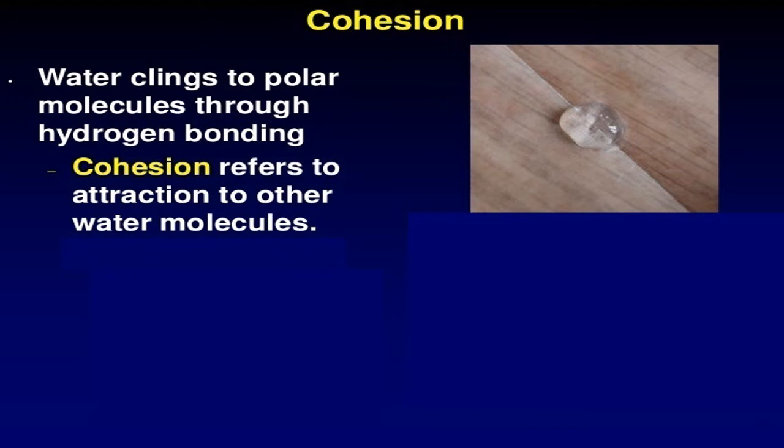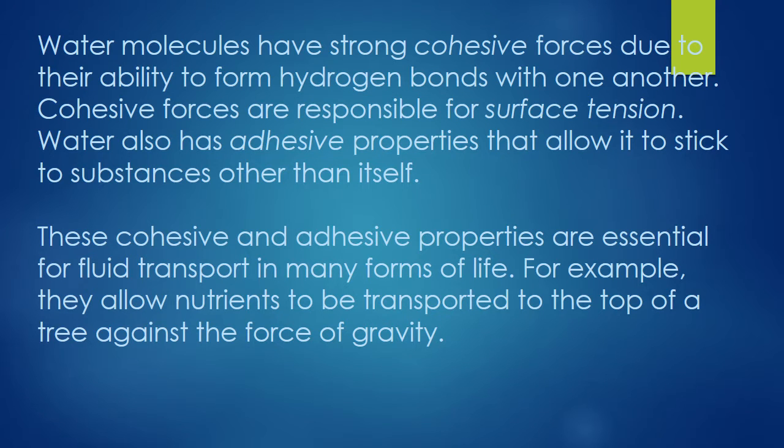First is cohesion. Water clings to polar molecules through hydrogen bonding. Cohesion refers to attraction to other water molecules. So water molecules have strong cohesive forces due to their ability to form hydrogen bonds with one another. Cohesive forces are responsible for surface tension.